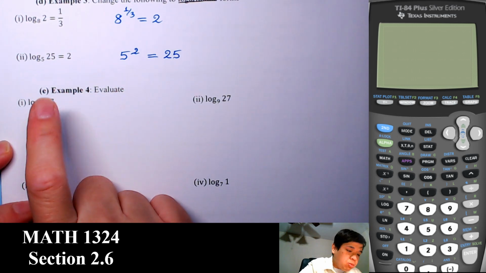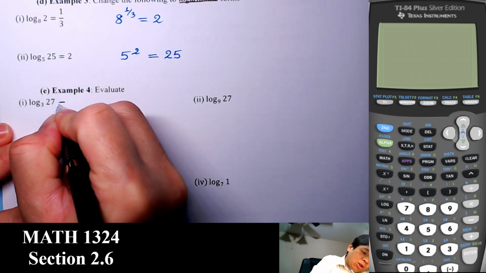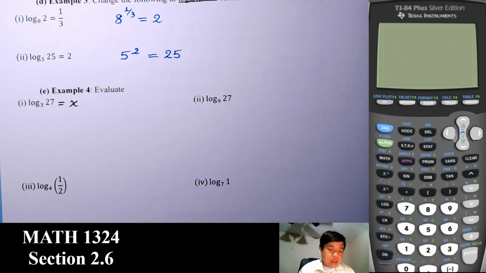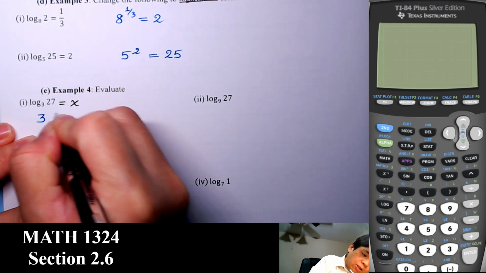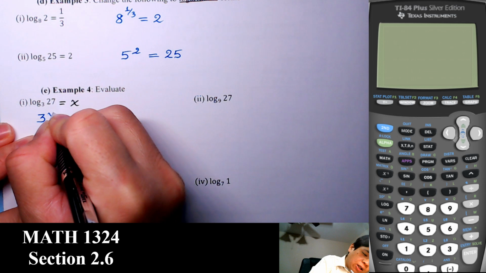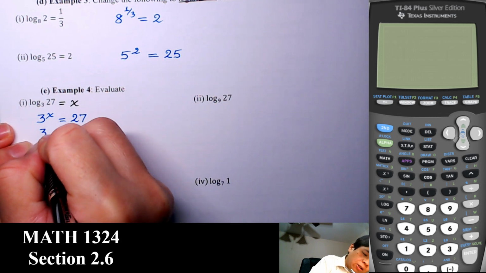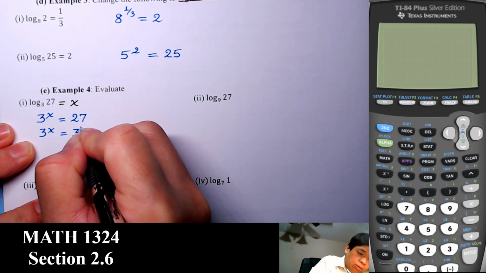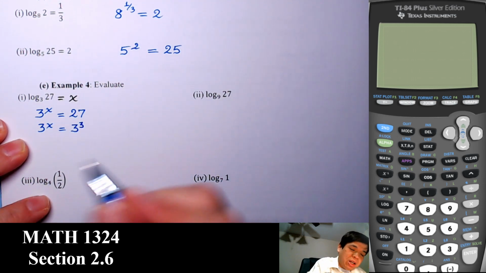Log base 3 of 27. So what's that equal to? Well, if we don't know what that's equal to, we're going to let that equal x. And then we swap: 3 to the x power, x goes here, 27 goes there. And 27 is 3 cubed. 3 times 3 times 3 is 27.